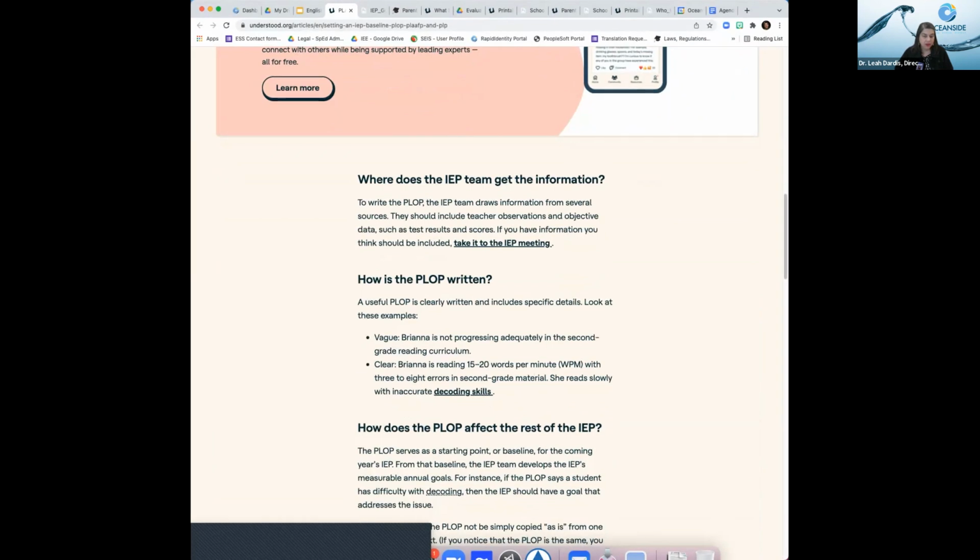this is a very vague one right here where it says Brianna is not progressing adequately in her second grade reading curriculum. So as a teacher, I'm like, I don't even know what that means. Like, did she come in reading at the beginning of second grade and is still there in the middle of second grade? Did she come in not reading second grade material? I don't really know what this means.